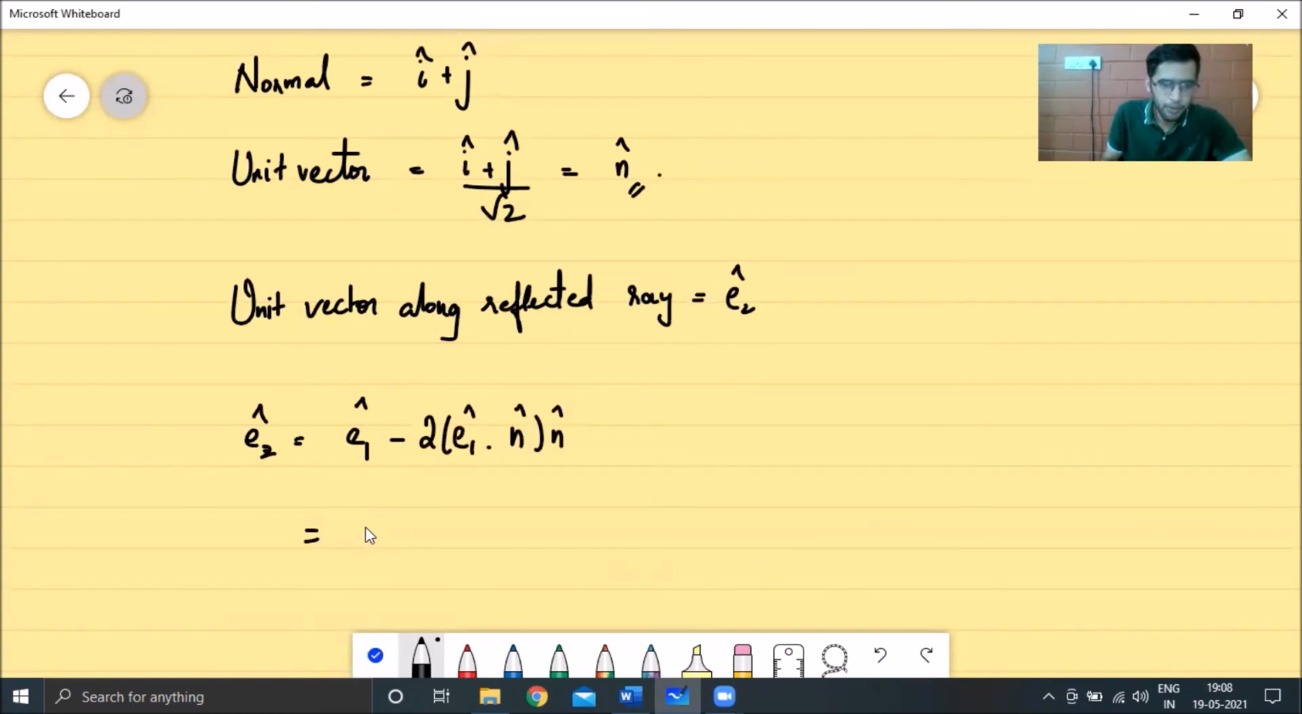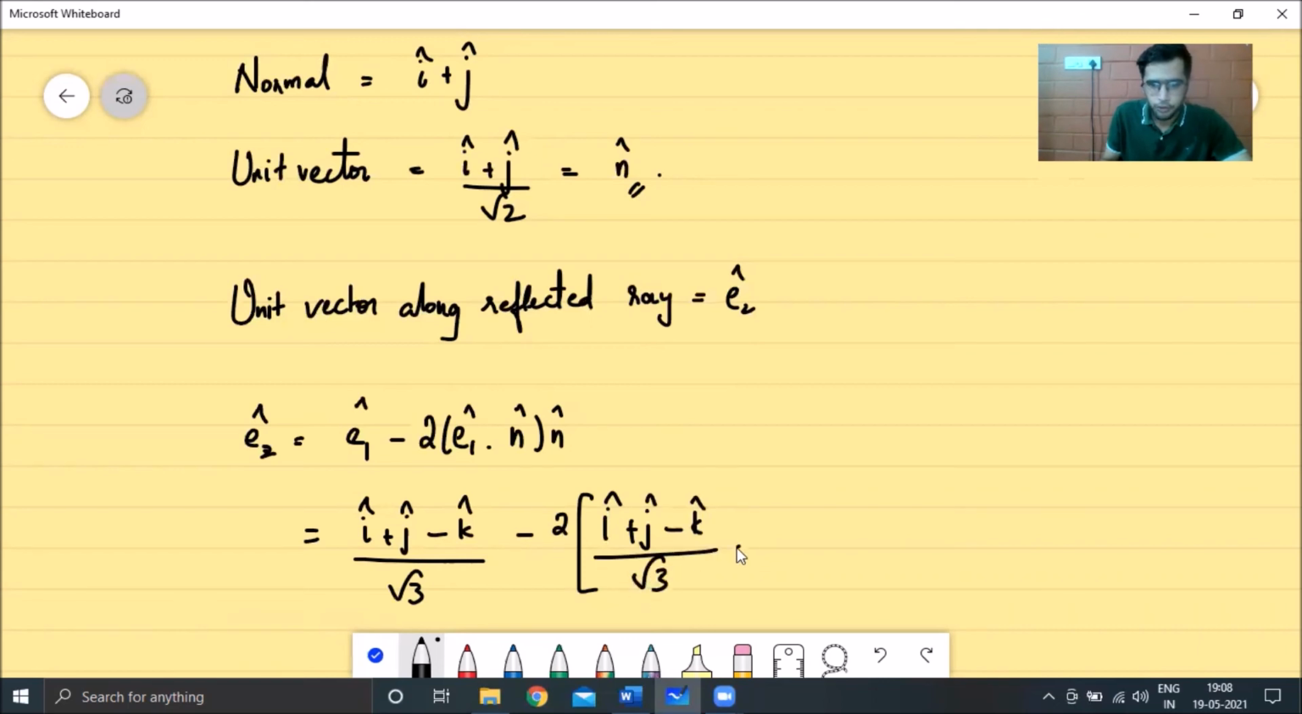And what was our E1 cap over here? That was i cap plus j cap minus k cap divided by root 3, minus twice of i cap plus j cap minus k cap divided by root 3, dot, what was the unit vector along the normal? That was i cap plus j cap divided by root 2, multiplied with i cap plus j cap divided by root 2.